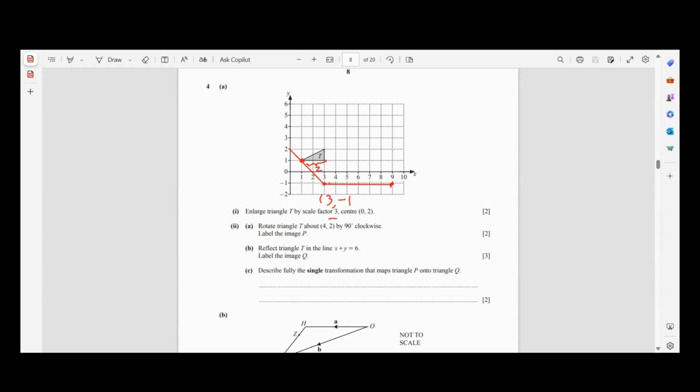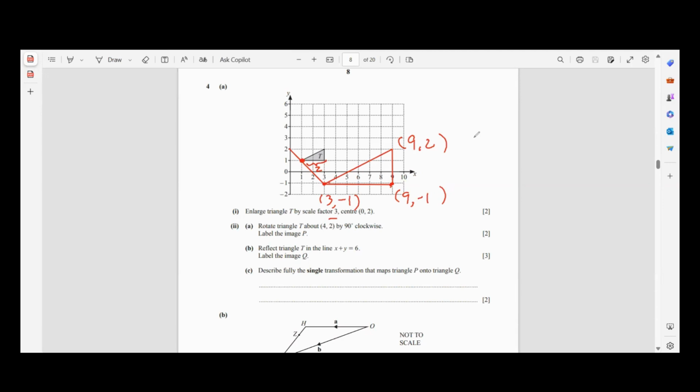And then the height from 1 must become 3 boxes like this. And this is the box. So this one is 9, minus 1. And this should be 9, 2. Okay, that's for part i.